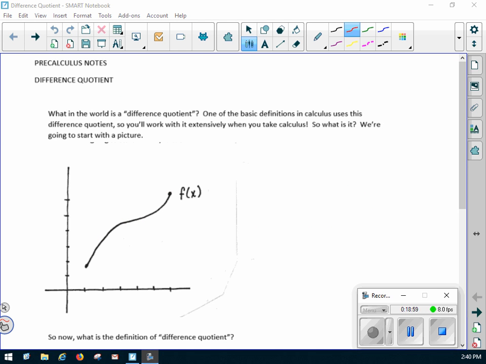Difference quotient. What in the world is a difference quotient? I wrote that myself. Well, that's what a quotient is, the answer to a division problem. And this does have something to do with division. One of the most basic definitions in calculus uses this difference quotient.